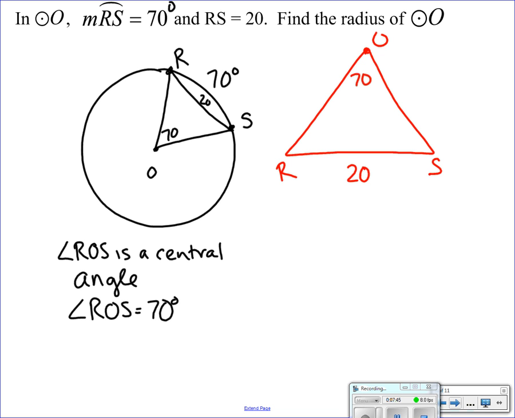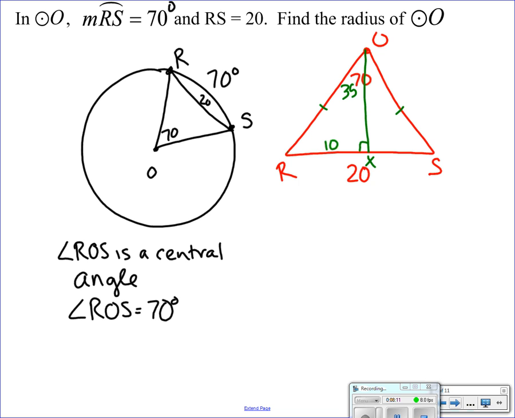Well, we know those are equal because all radii of a circle are equal. So it's an isosceles triangle. If I drop down a perpendicular, RX is going to be equal to 10 because the perpendicular, the altitude in an isosceles triangle to the base bisects the side and also bisects the angle. So 35. Now I have a right triangle.